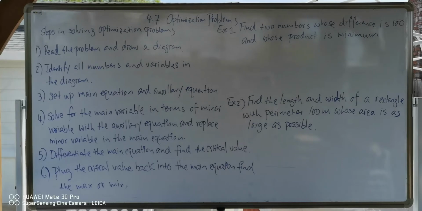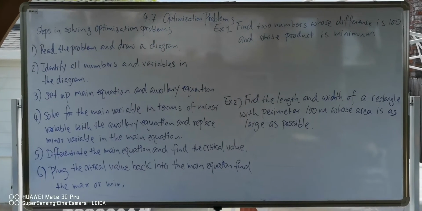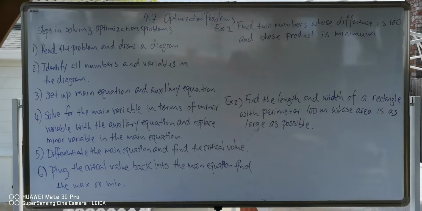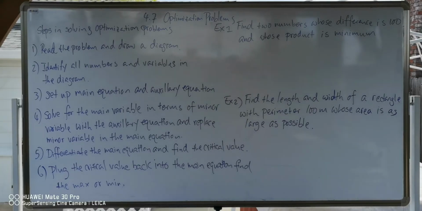Then step 5, differentiate the main equation and find the critical value. And step 6, plug the critical value back into the main equation and find the max or min. So you try to follow through the steps. This one is a little bit abstract, so it's a little lengthy and tedious. Some of the steps are kind of optional, and some are mandatory, so we need to follow through.